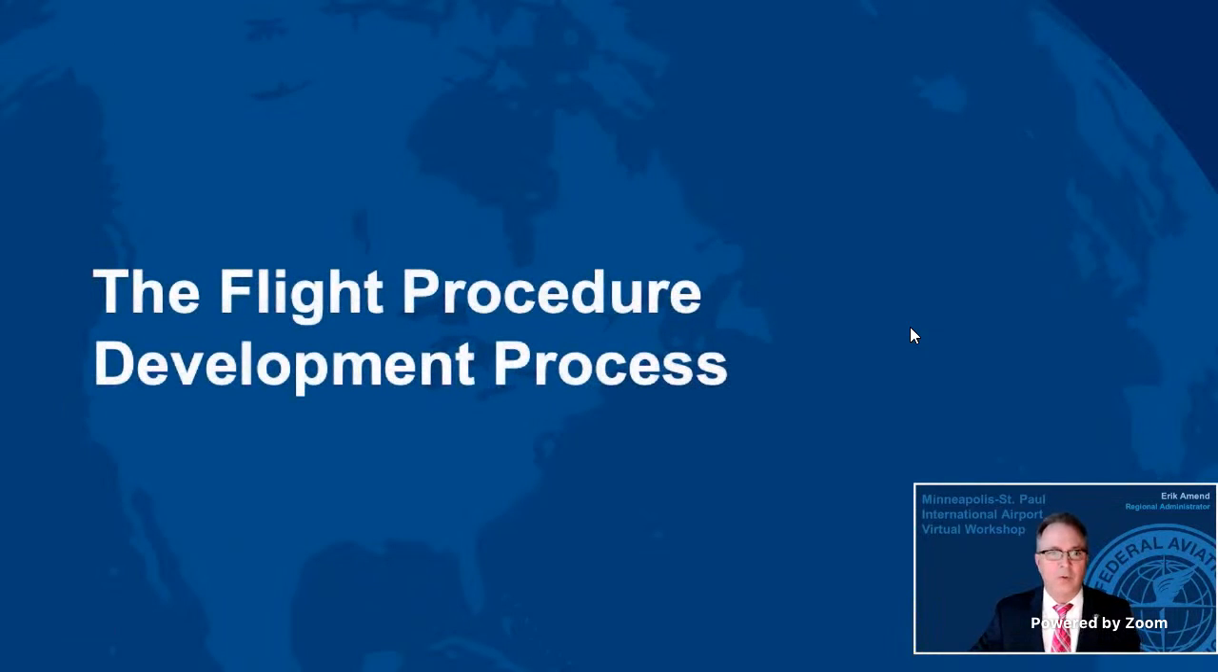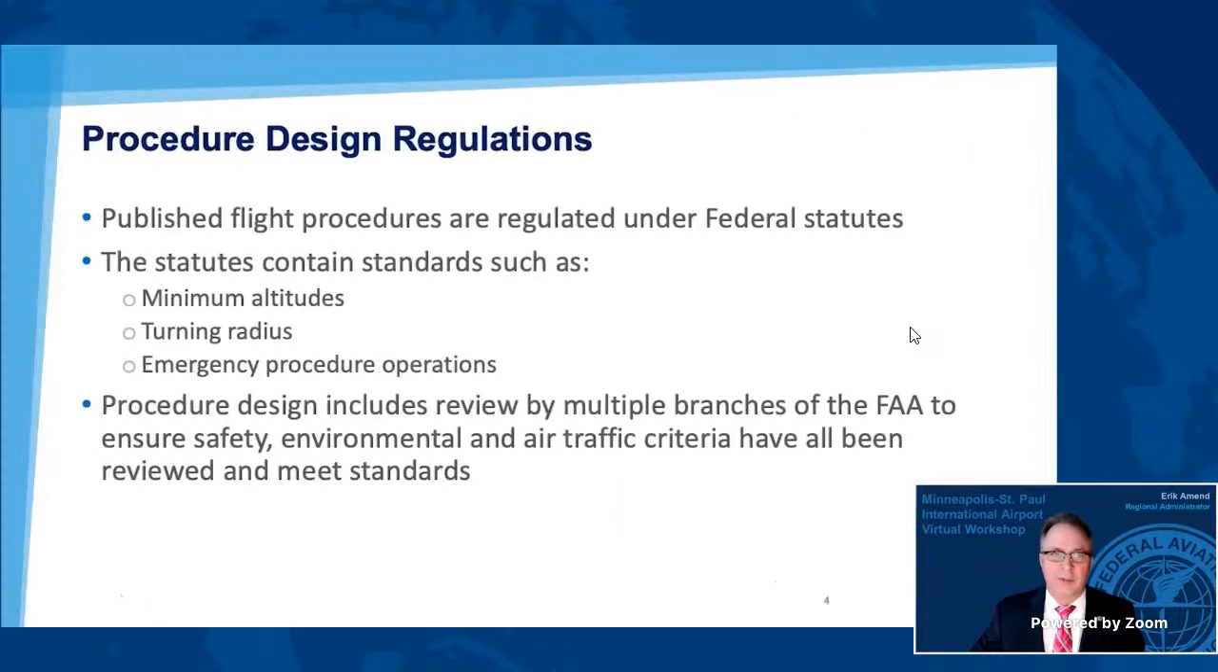Next, I will give you an overview on the process used to develop the flight procedures. The design of the flight procedures is regulated by federal law and addresses technical requirements such as minimum altitudes, turning radius, and emergency operations. Stringent reviews by various FAA organizations cover safety, environmental, and air traffic considerations. The process the FAA used to design and then review the proposed flight procedures for Minneapolis-St. Paul is the same process the FAA uses for similar projects nationwide.